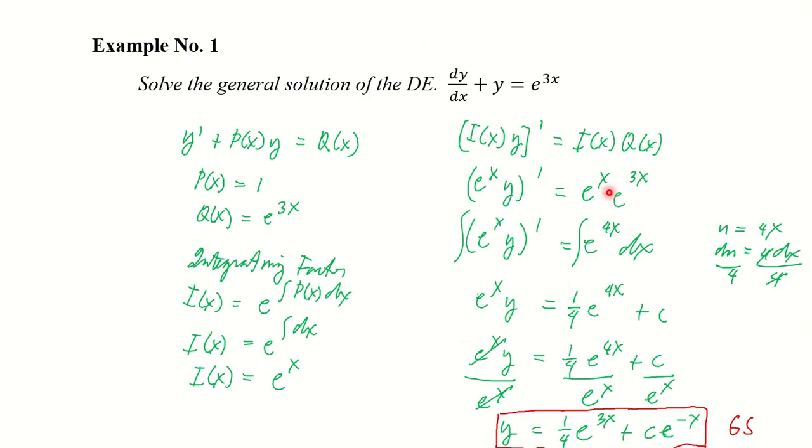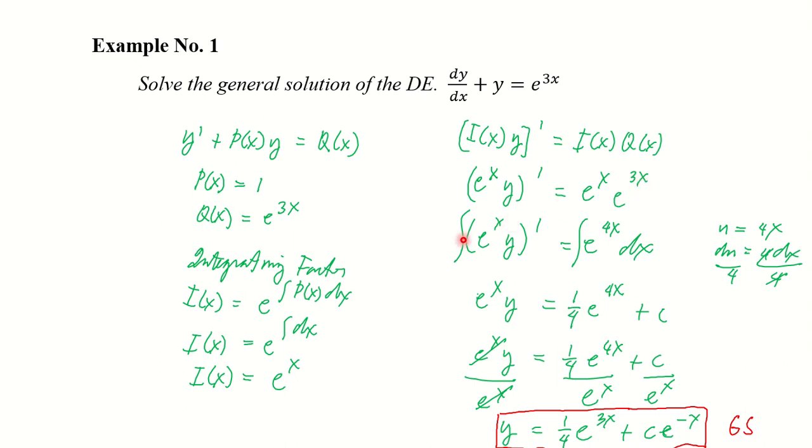So therefore, in solving the general solution of this differential equation dy over dx plus y is equal to e raised to 3x, we'll be using the same. We need to get the derivative of the product I of x and y that's equal to I of x q of x, and there's no problem with our integrating factor because we were able to solve the integrating factor here, that is e raised to x. So we replace your I of x here with e raised to x and then multiplied by y, and then you take the derivative of the product of the two expressions, and that's simply equal to, of course, our integrating factor e raised to x, and then your q of x here is e raised to 3x.